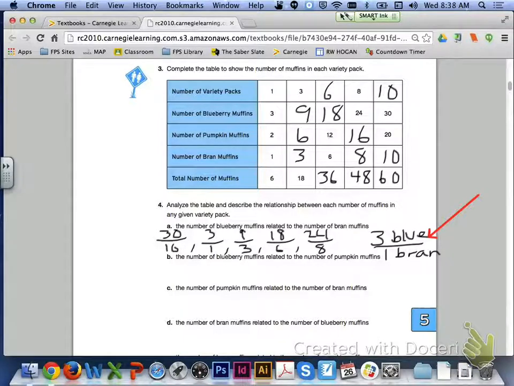This is what I want you to do for the rest of number 4. It does carry over all the way on to the next page, page 312, all the way to letter I. So go ahead and do letter B through letter I with your group members.